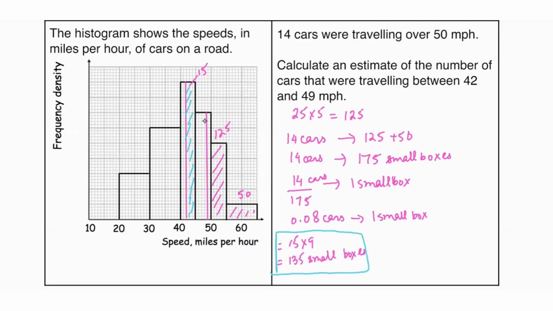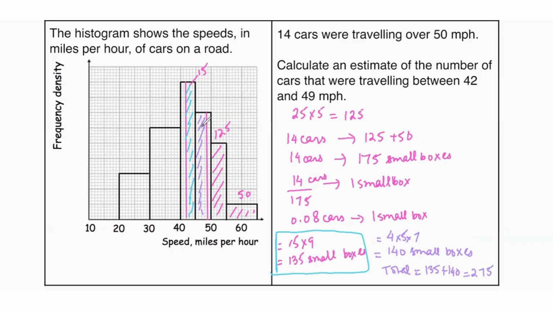Now, for this, from 45 to 49, we have 4 boxes horizontally and 5 vertically. So that's going to be 4 times 5. And the total number of big boxes are 1, 2, 3, 4, 5, 6, 7. So times 7. So 4 times 5 times 7 is going to be 140 small boxes. So total boxes are 135 plus 140, which is 275.